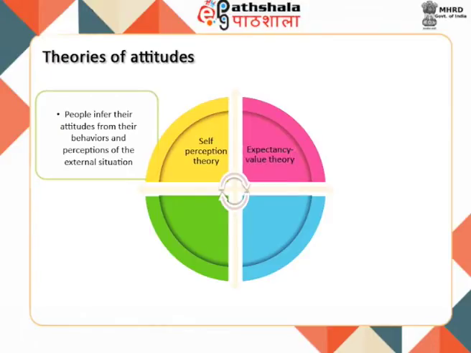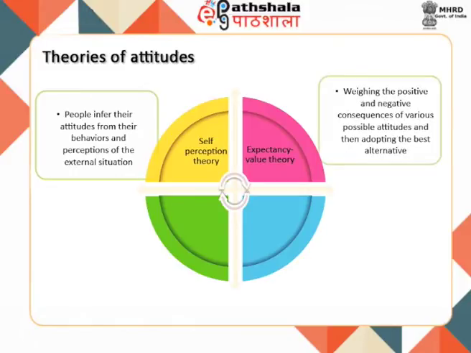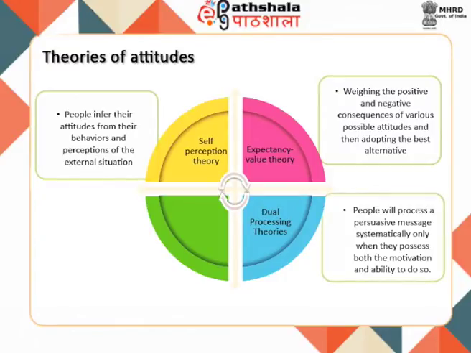According to the expectancy value theory, weighing the positive and negative consequences of various possible attitudes and then adopting the best alternative leads to attitude formation and attitude change. Other important theories are the dual processing theories. People will process a persuasive message systematically only when they possess both the motivation and the ability to do so.